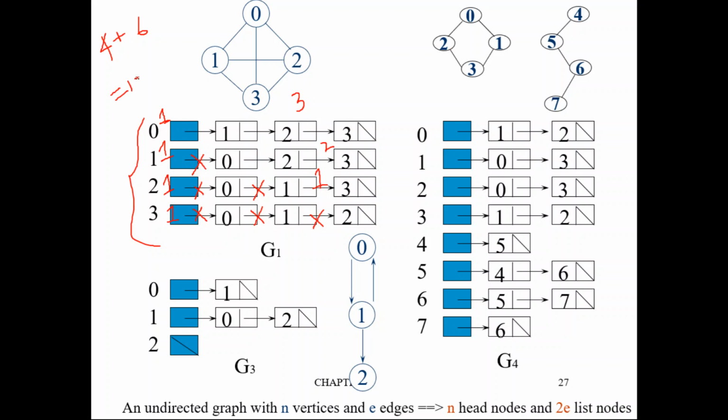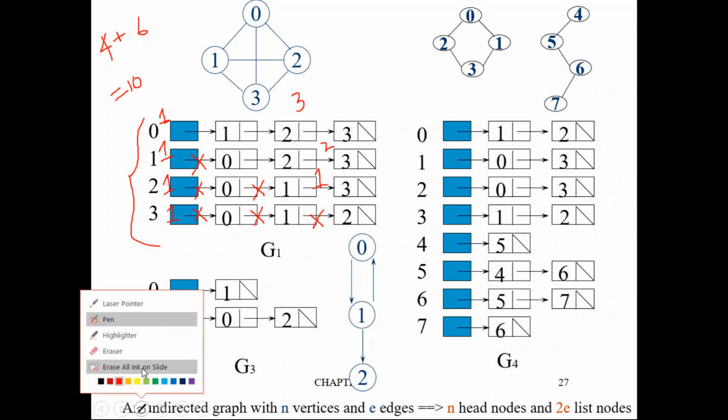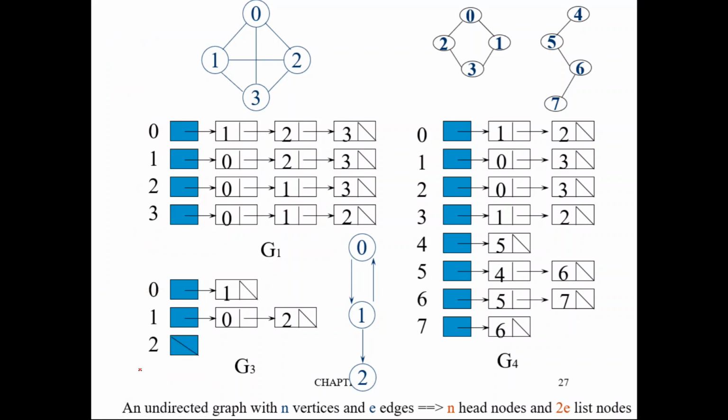So the number of comparisons to find the number of edges is less here. In an adjacency matrix it is order of n square, but here it is order of n plus e. Here it is order of n plus e. So, an undirected graph with n vertices and e edges.